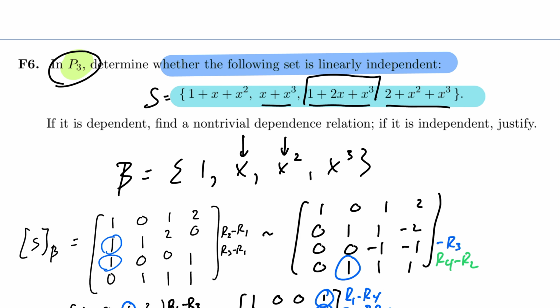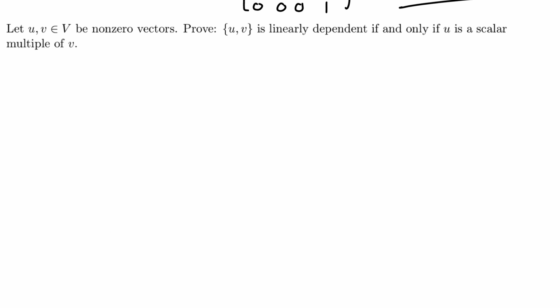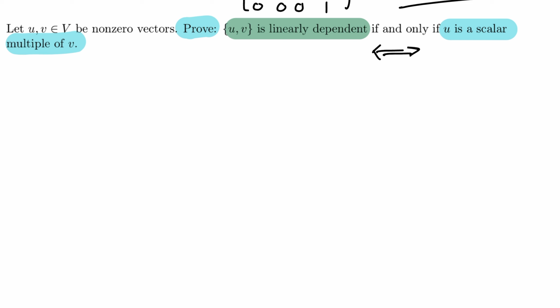All right, let's take a look at another example. In our next problem here, they want us to prove that the set U, V is linearly dependent if and only if U is a scalar multiple of V. So this is an if and only if proof. This is bidirectional. We have to show it both ways. So I have to show that if this is the case, it yields this result. And likewise, if this is the case, it will yield this result.